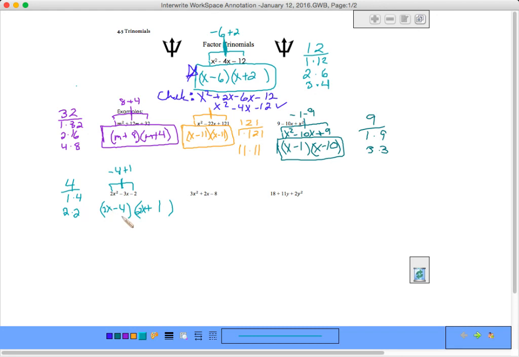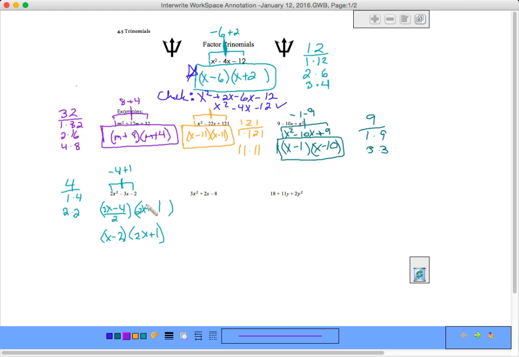Now, to get rid of the extra, I need to see if I can divide both terms in either set of parentheses by something. So looking here, 2 and 1, I couldn't divide it by anything besides 1, and that wouldn't change what's here. But over here, 2 and 4 can both be divided by 2. If I do that, that'll give me 2x divided by 2 is x, and negative 4 divided by 2 is negative 2. And 2x plus 1.